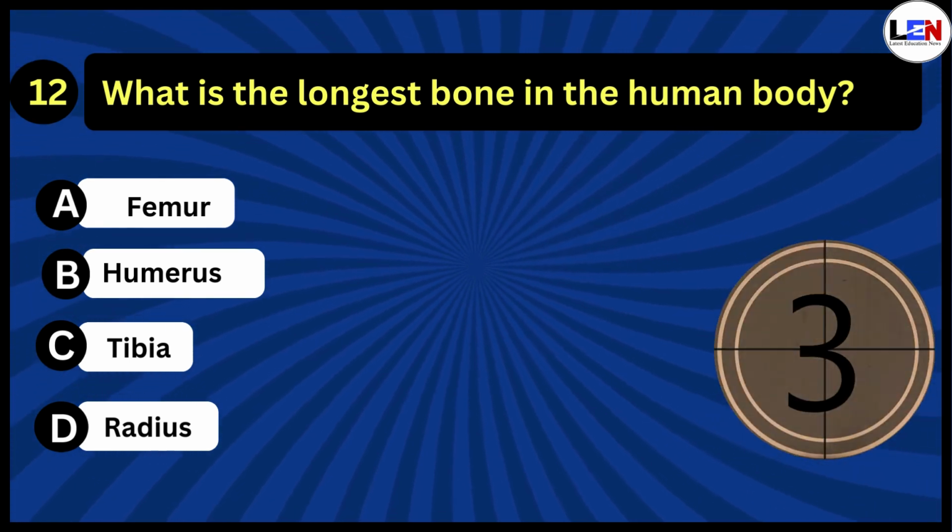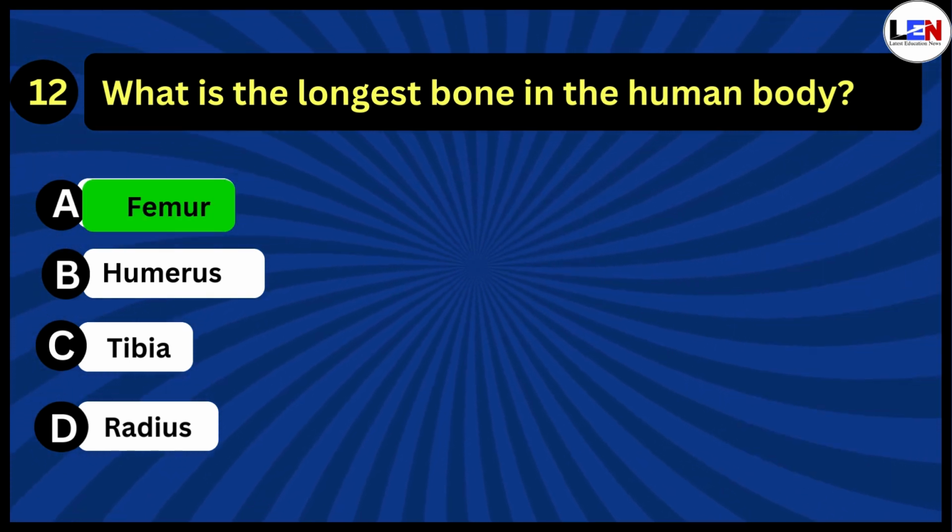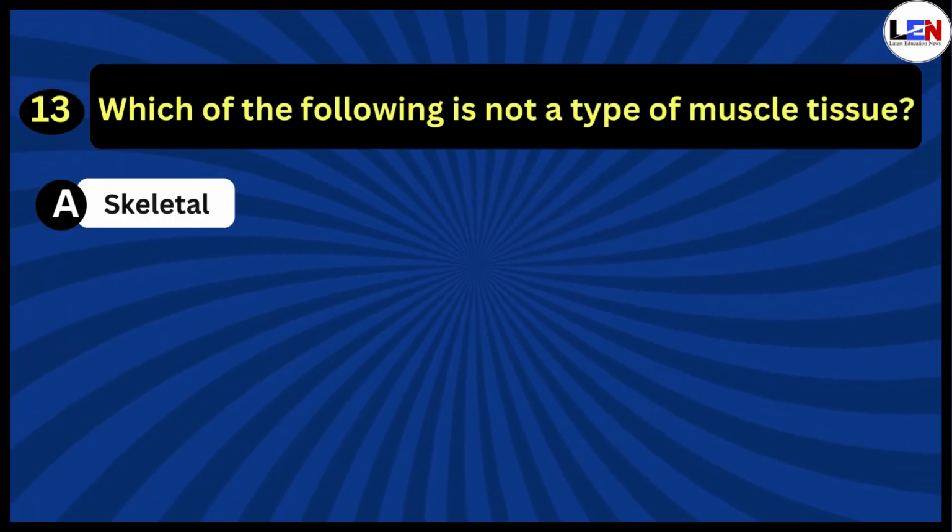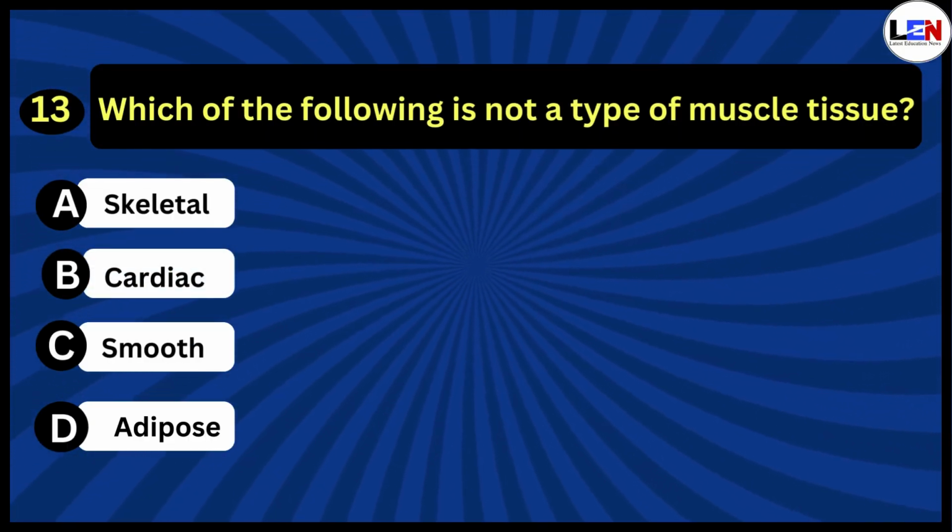What is the longest bone in the human body? A. Femur. B. Humerus. C. Tibia. D. Radius. The correct answer is option A. Femur.